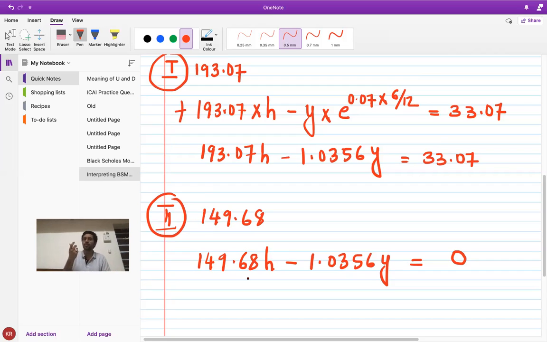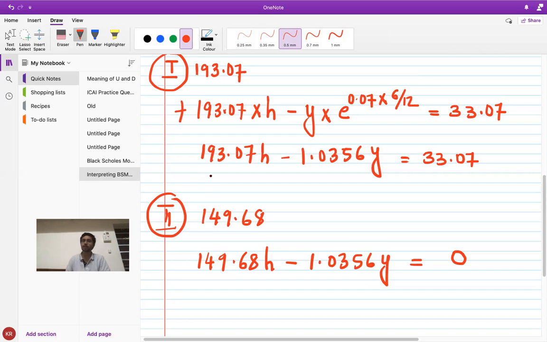I'm using the word replicating, which basically means duplicating, right? I'm duplicating a call option using a combination of shares and risk-free borrowing. So basically I want the payoff of the replicating portfolio and the payoff of the call option to be the same. One case is where the share price is on the upper end, the other case is where the share price is on the bottom side.